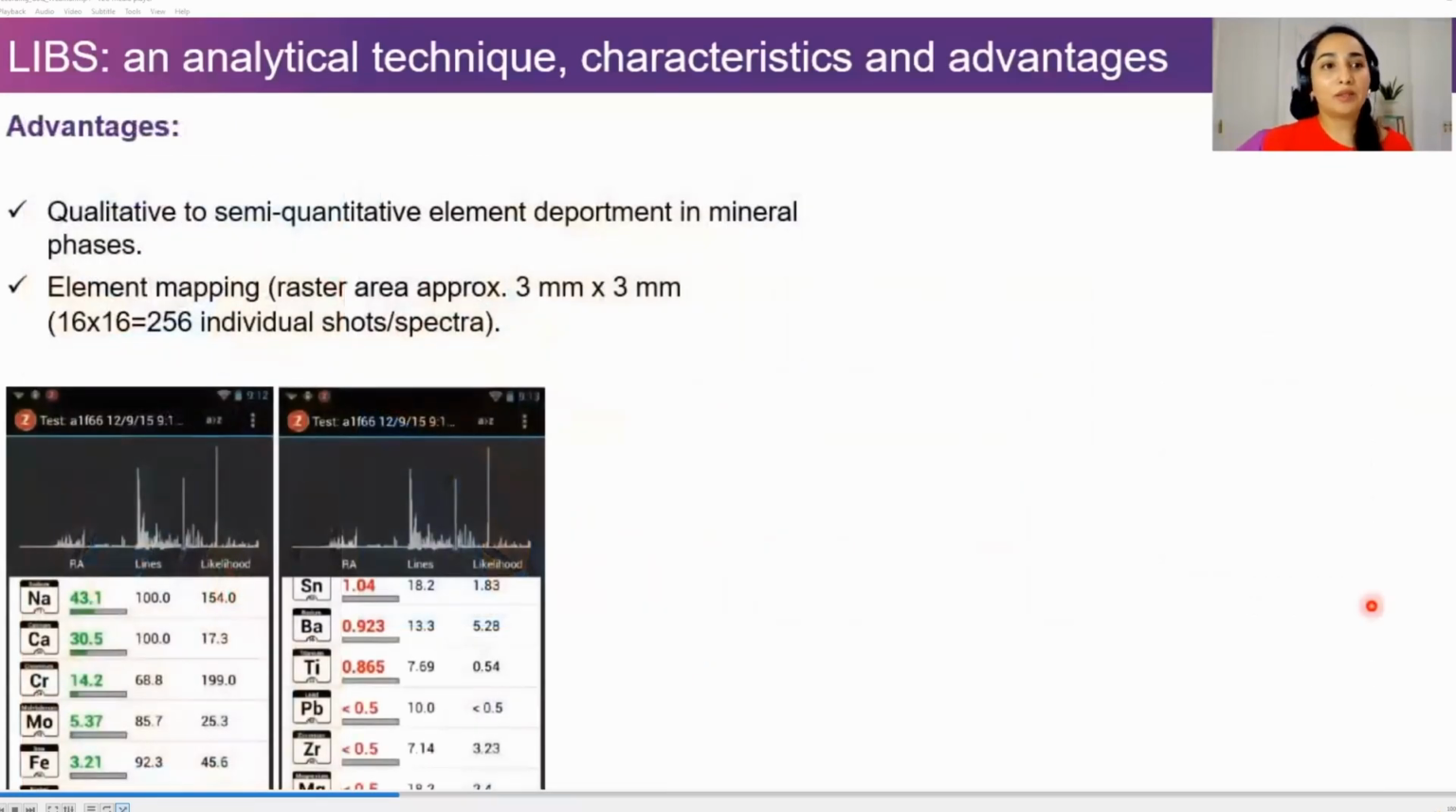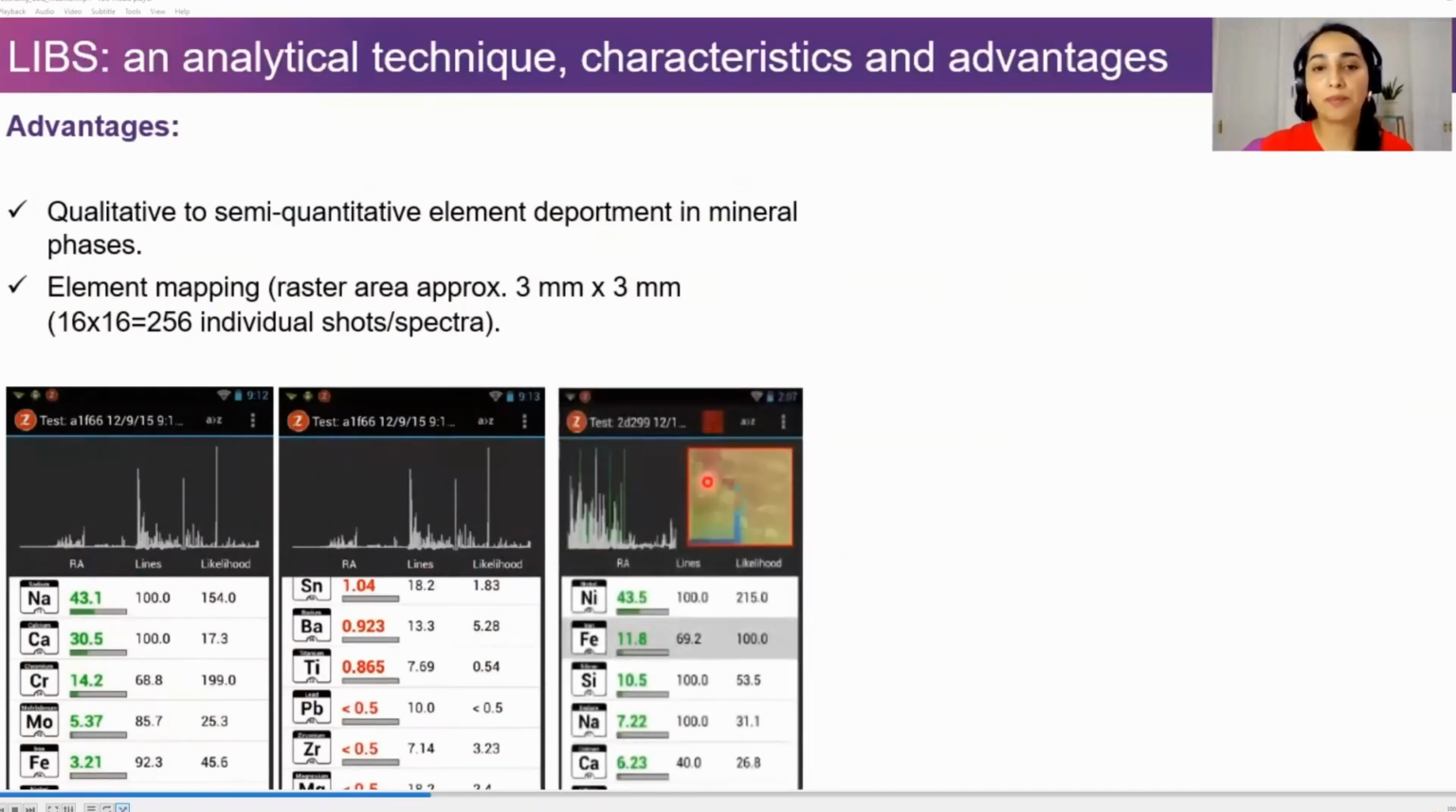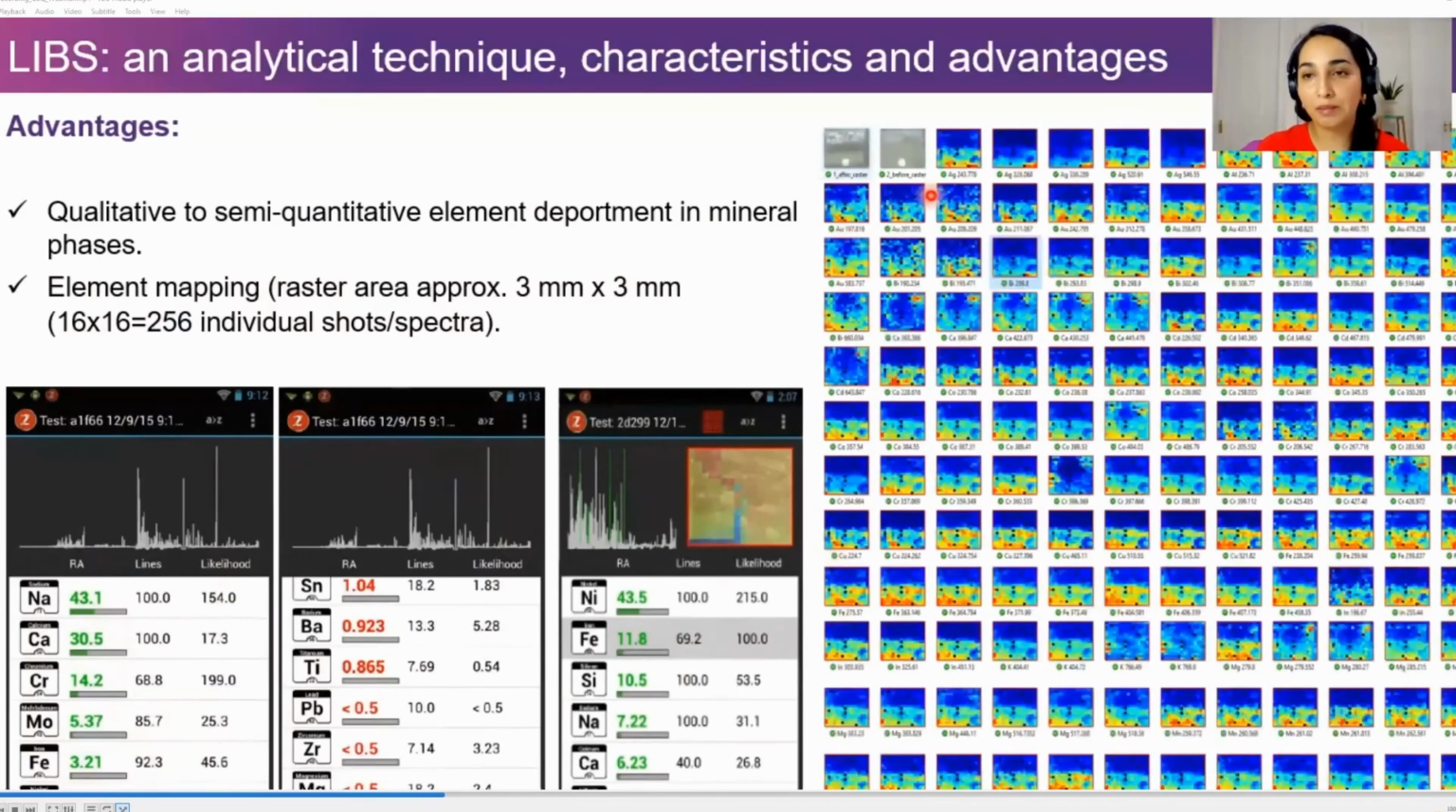are analyzed by LIBS. So the advantage is you can obtain qualitative to semi-quantitative element deportment in mineral phases. For example, here, as I mentioned, LIBS recognizes this in terms of relative abundance. In green color is the high relative abundance, in the red color is low relative abundance of the element, but you can also create element mapping. It's important to understand this one raster grid with 256 individual shot spectra creates these heat maps. Red color represents high intensity of a specific element. In this case, it's a heat map of iron, and the blue represents low intensity of this specific element. So you can create several heat maps for all the elements from the periodic table.